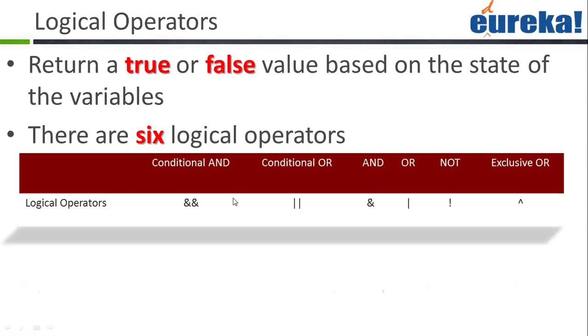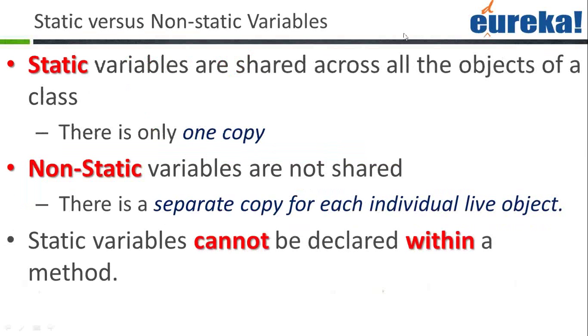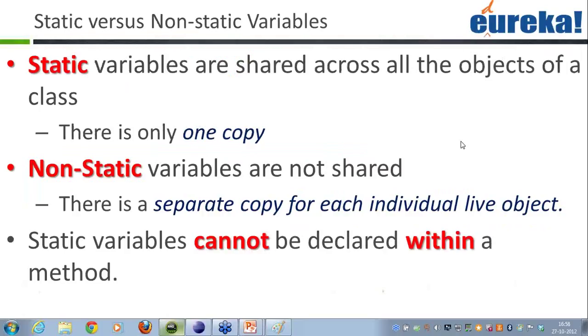And then we have the logical operators, the AND operator and the OR operator. And let's talk about the static versus the non-static variables. I have already told you about the static variables a little bit, but I talked about it with the help of a method, which is the public static void main. Now let's talk about the variables.